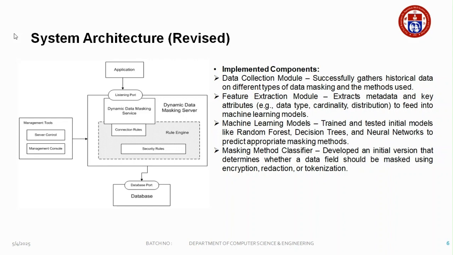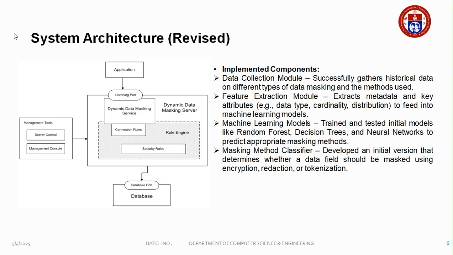The dynamic data masking service is a core component that processes incoming data requests and applies masking rules, ensuring that sensitive information is masked dynamically based on the user roles and access levels. It works in real time, ensuring unmasked data is never exposed to unauthorized access.